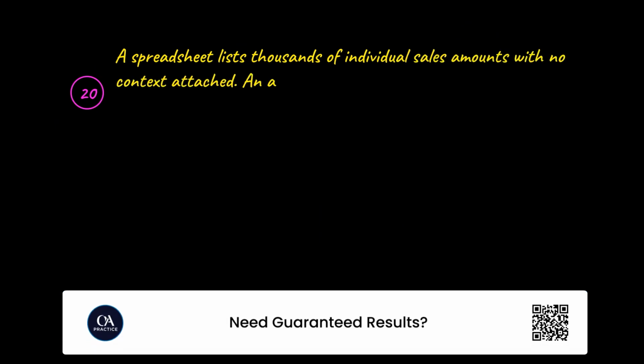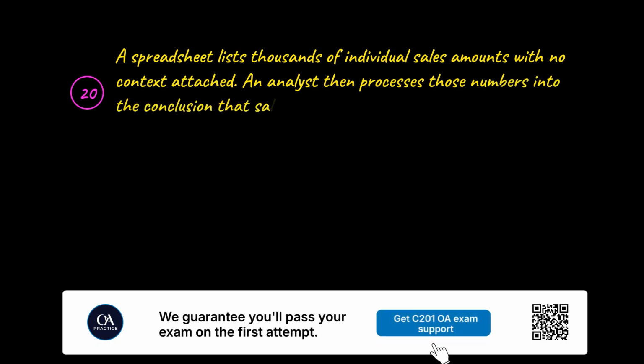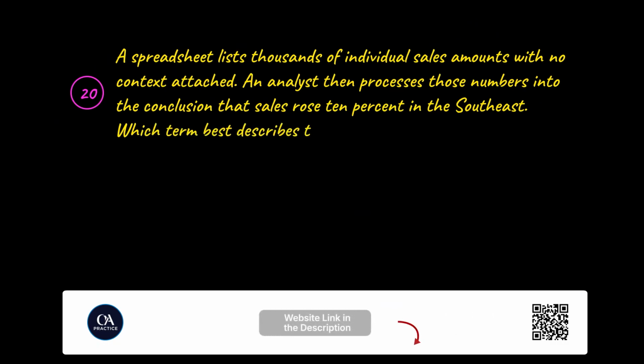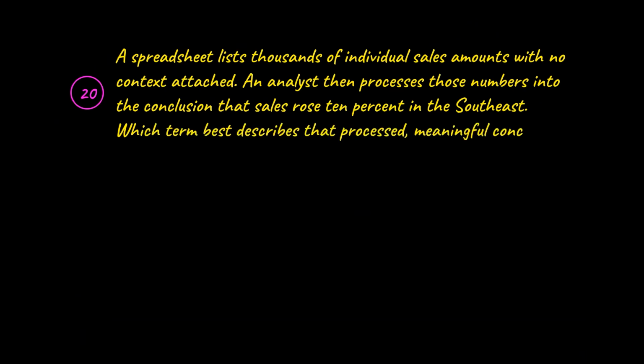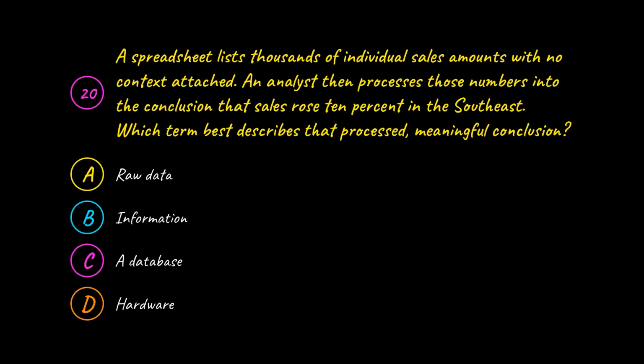Question 20. A spreadsheet lists thousands of individual sales amounts with no context attached. An analyst then processes those numbers into the conclusion that sales rose 10% in the Southeast. Which term best describes that processed, meaningful conclusion? Your options are A. Raw data, B. Information, C. A database, D. Hardware. What's your answer? Commit to one before I continue.